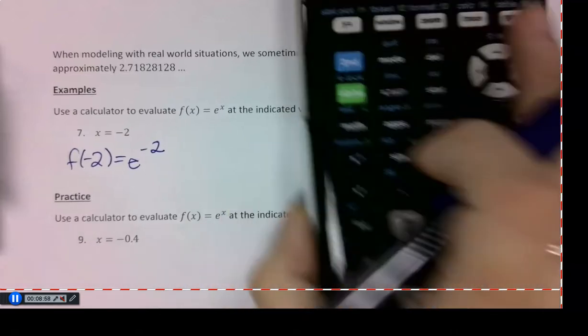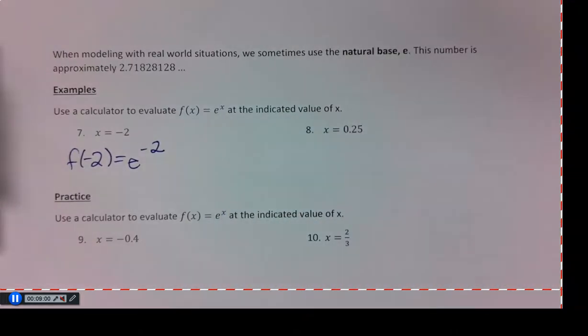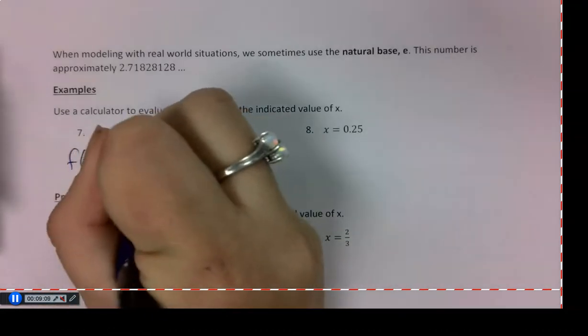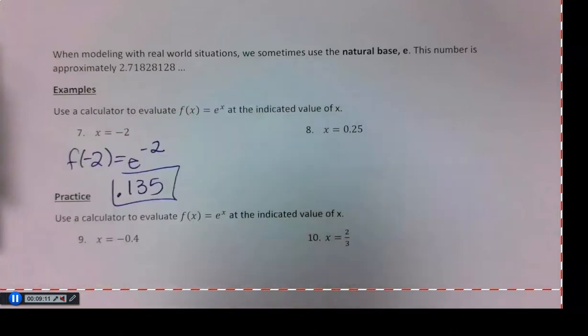Okay? And when you type in the -2, what do you get out? You get out a decimal, 0.13533. Okay, I'm going to 3 decimal places.